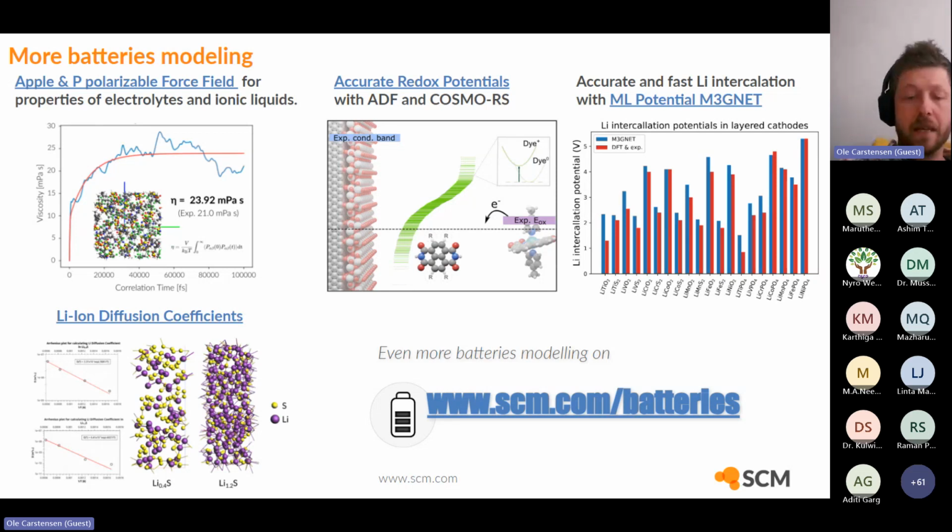And finally, of those things I didn't show here now, there's more. So this is not all, this is just a selection I made because I thought this might be most interesting for you if you're into batteries modeling. If you go to scm.com/batteries, you will find a list of tutorials and highlights and papers, videos about all things batteries. And it's a good place to start your journey, take it from there and dive in and see how far you can get with batteries modeling.